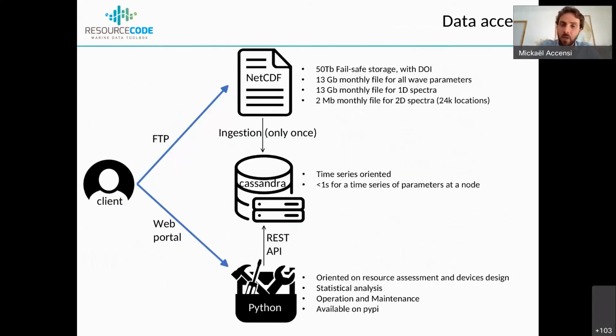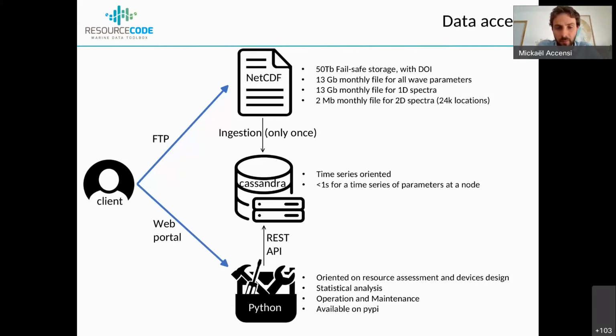And so then about the data access, you have two ways to access the data, either through FTP or through our web portal. So this Hindcast is pretty heavy because it represents up to 50 terabytes of data, which are stored in monthly netcdf files. So you can still download those files through FTP.